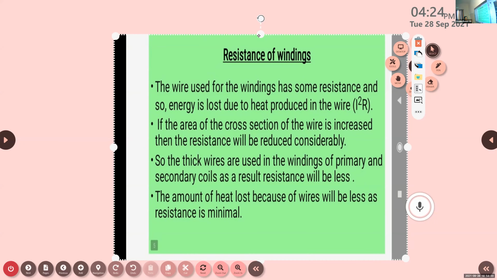In order to reduce that loss, if the area of cross section of the wire is increased, then the resistance will be reduced considerably. We can overcome this energy loss by increasing the area of the wires. So thick wires are used in the windings of the primary and secondary coil. As a result, resistance will be less. Whenever the resistance decreases, the temperature also decreases, because temperature and resistance are directly proportional to each other.